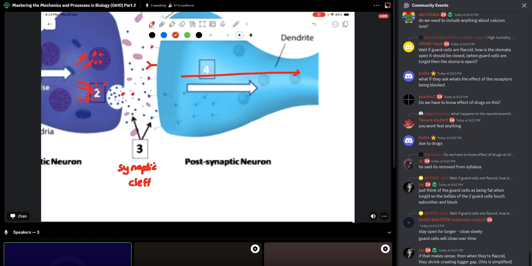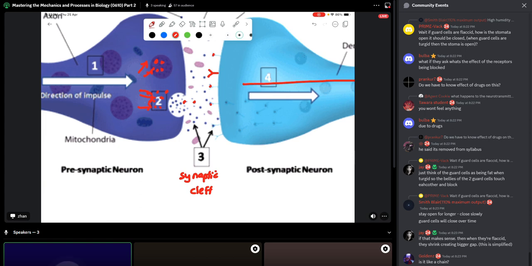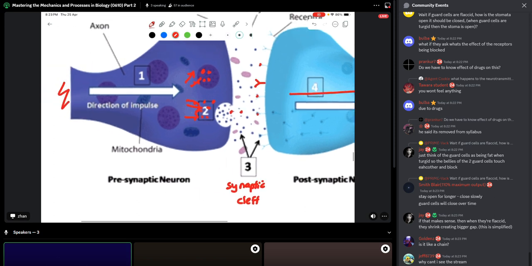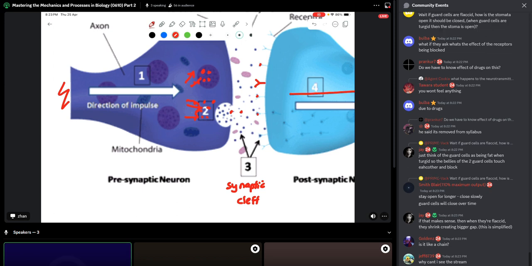The neurotransmitters are produced in the vesicles in the presynaptic neuron. Yes, correct. The vesicles are almost like a bag that contains a lot of neurotransmitters. Once the impulse stimulates the vesicles, they automatically release the neurotransmitter into the synaptic cleft via diffusion.